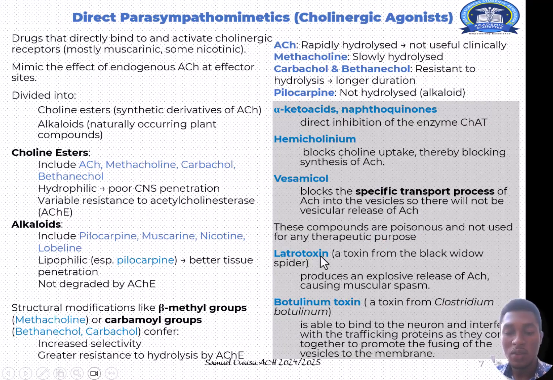And then we have latrotoxin. Latrotoxin tends to produce an explosive release of acetylcholine. And once we have a lot of acetylcholine, remember acetylcholine can bind to the neuromuscular receptors on the skeletal muscles, and so that's going to trigger muscular spasms or contractions, rapid contractions of the muscles.